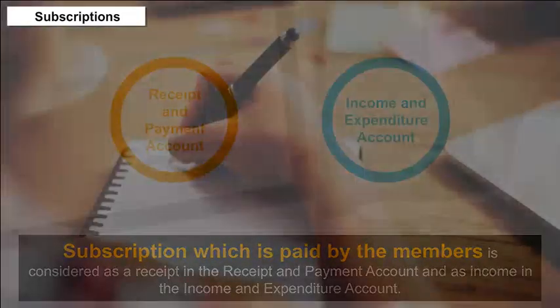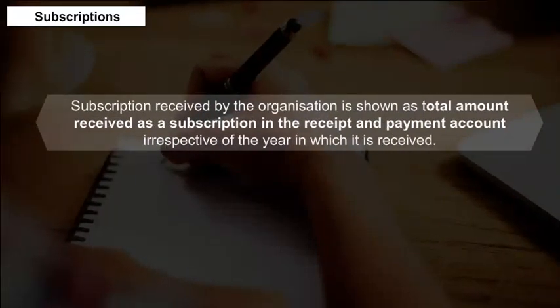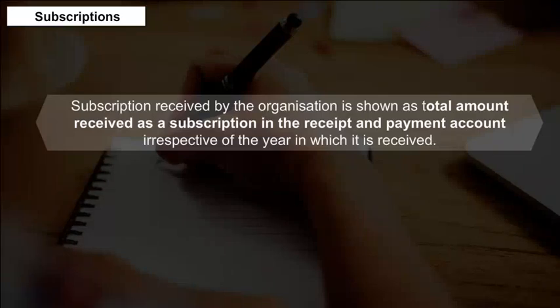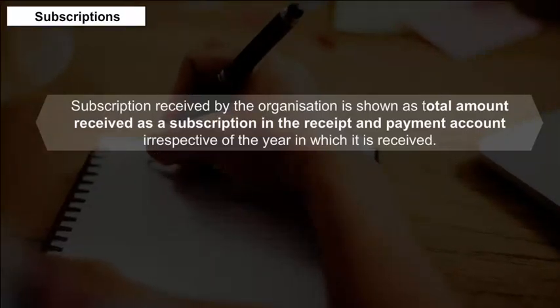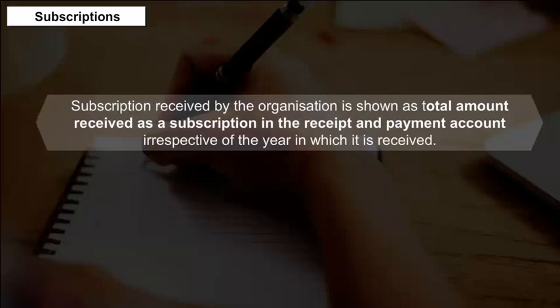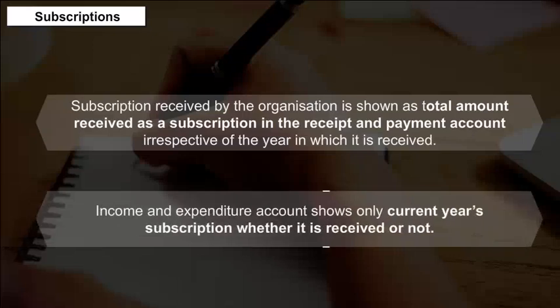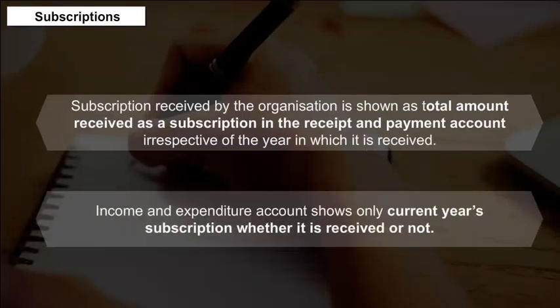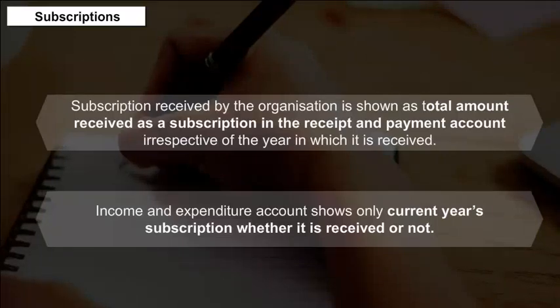It is important to note that the subscription received by the organization is shown as the total amount received as subscription in the receipt and payment account, irrespective of the year in which it is received, whereas the income and expenditure account shows only the current year's subscription, whether it is received or not.